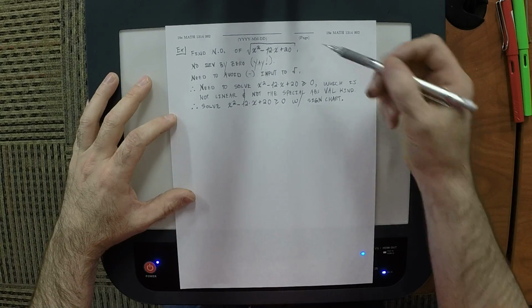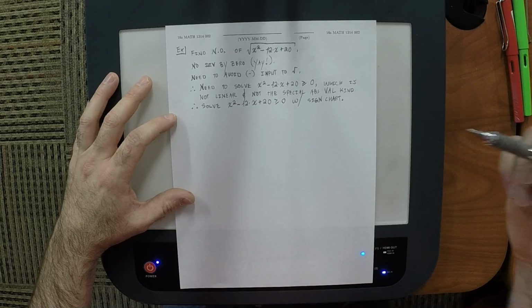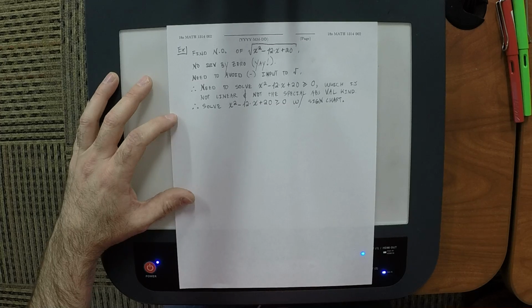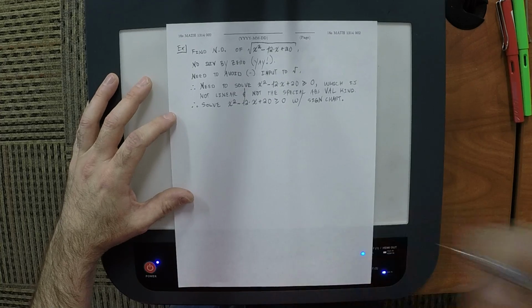Okay, in the end, to find the natural domain of this expression, we've come to the conclusion that it's the argument that needs to be greater or equal to 0. That's an inequality, which is nonlinear, and therefore we have to use a sign chart.